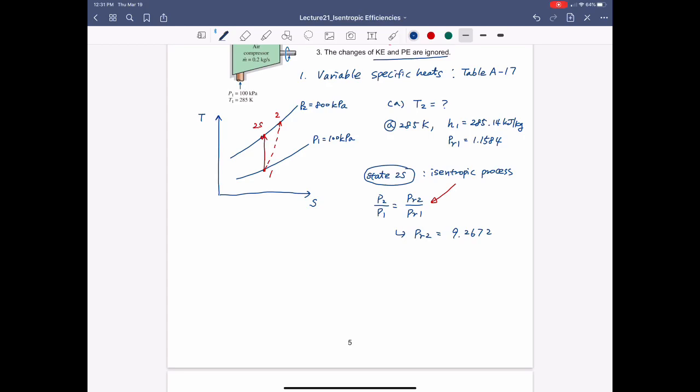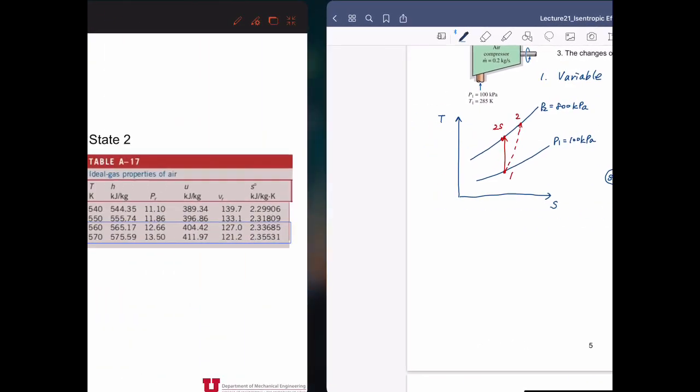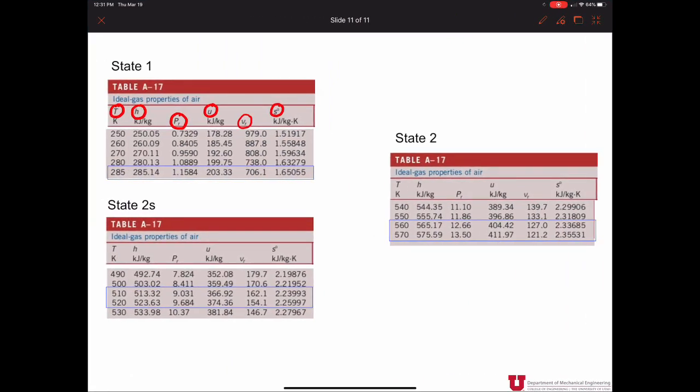Now, let's go back to table A-17. Then we just look through this table to find the range of temperatures where we have the reduced pressure in between. So from this table, for the calculated pressure 2, the reduced pressure of 9.2672 is in between 510 and 520 Kelvin. Okay, so now what you have to do is use those values to do interpolation.